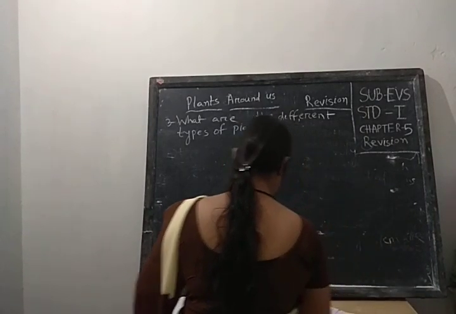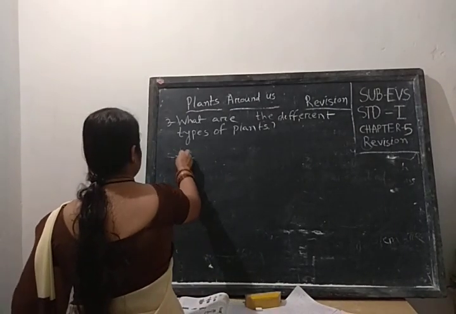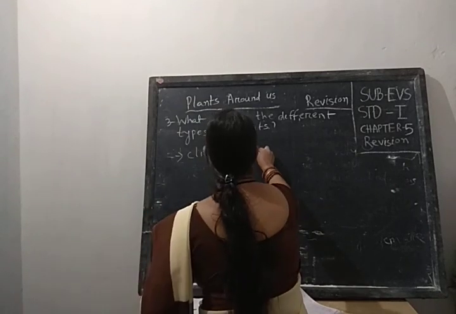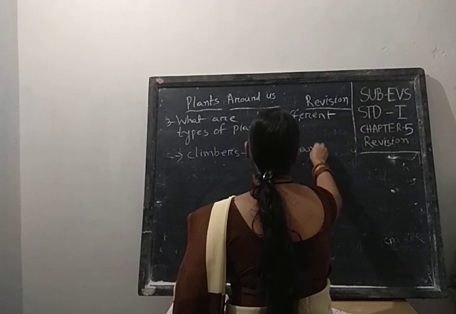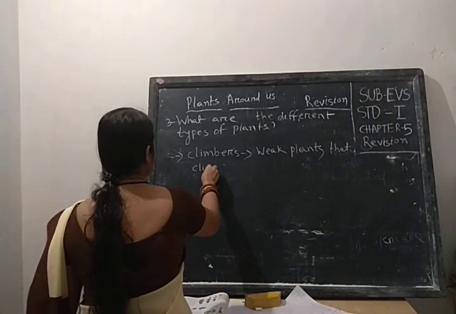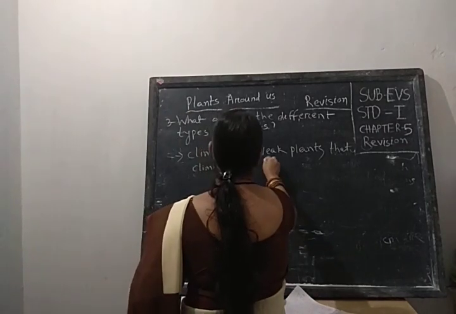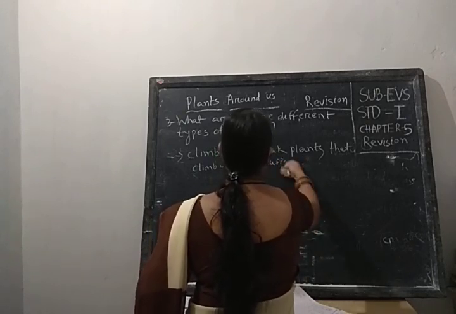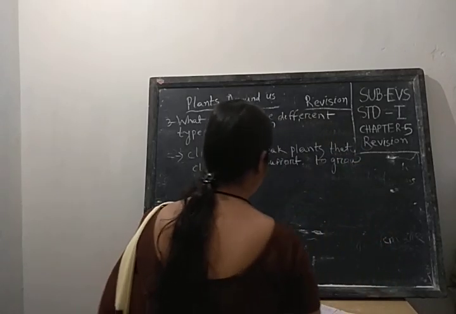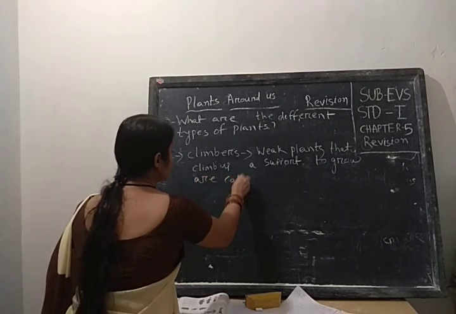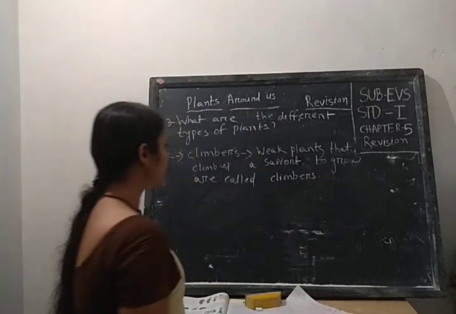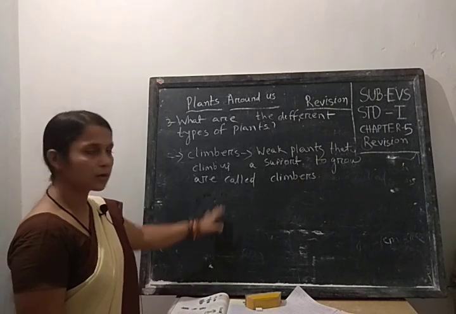Next type of plant is climbers. Weak plants that climb up a support to grow are called what? Climbers. Okay. Weak plants that climb up a support to grow are called climbers.